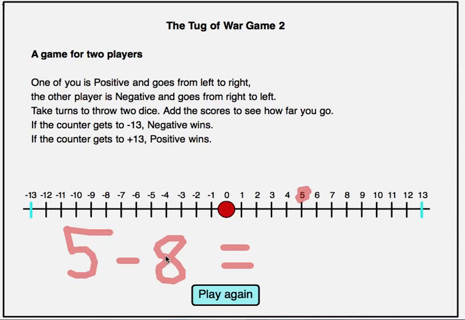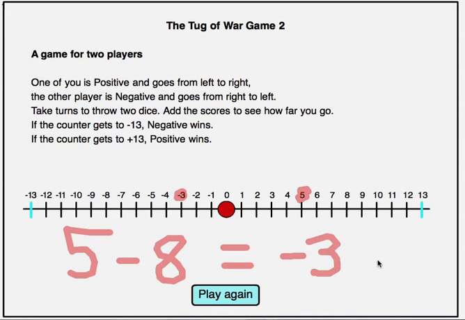Now if you did 8 minus 5, you know that the answer is 3. But let's look at 5 minus 8. So I'm on the 5 and I'm going back 1, 2, 3, 4, 5, 6, 7, 8. And there's my answer, negative 3. So it's actually negative 3.